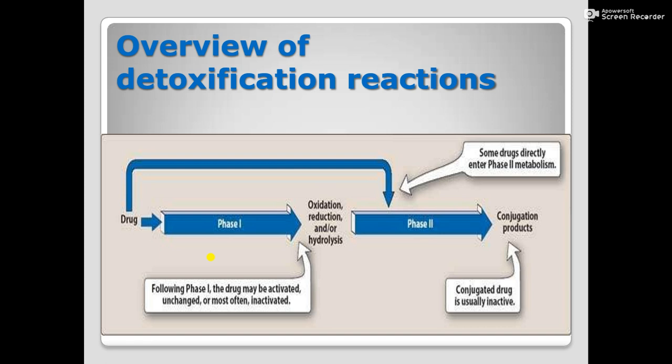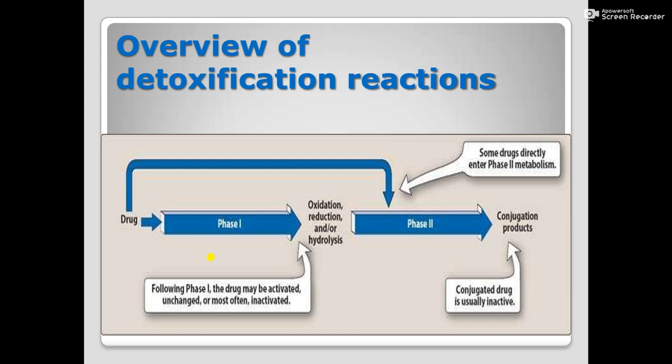So when the drug becomes hydrolyzed or oxidized, it means that the inactive form will become converted into the active form, or the inactive metabolites become active after metabolism in phase 1 reaction. So in phase 1 reaction, the drugs must be activated, or unchanged, and most often they are inactivated. How do these drugs become activated? With the help of oxidation, reduction reaction, and hydrolysis reaction.